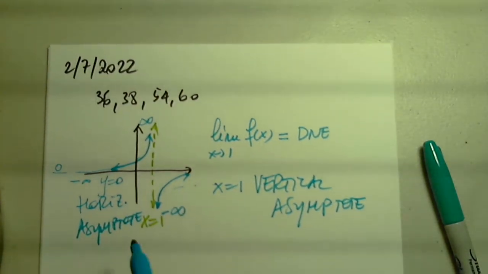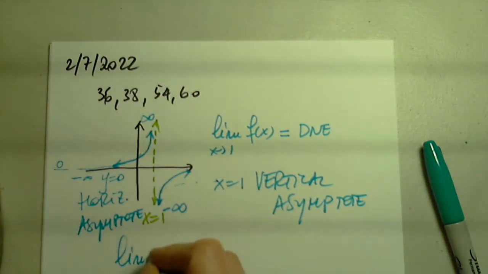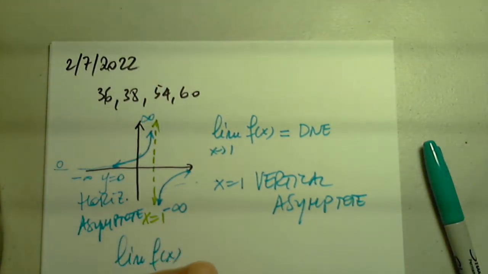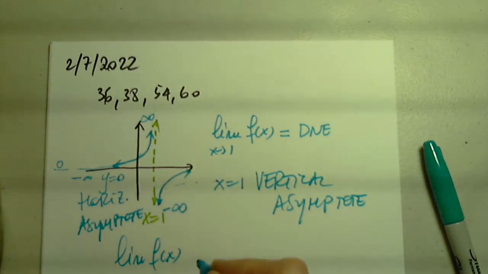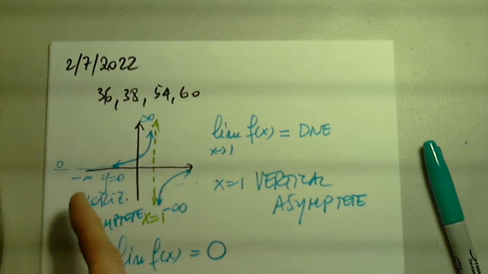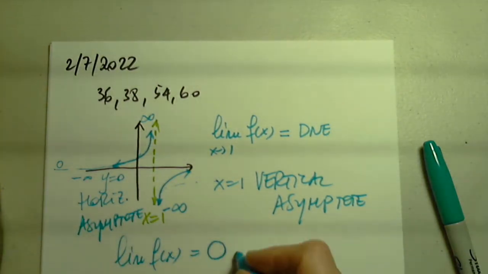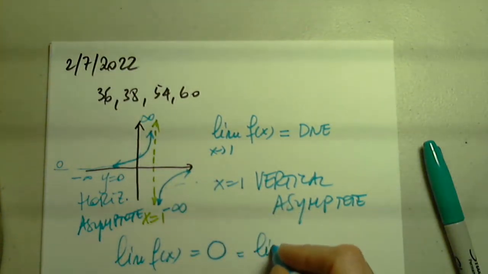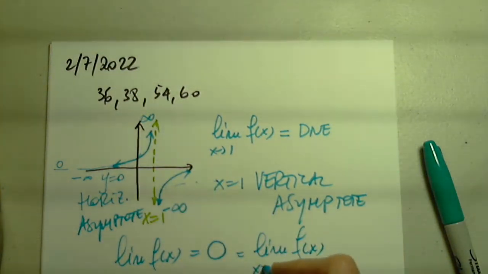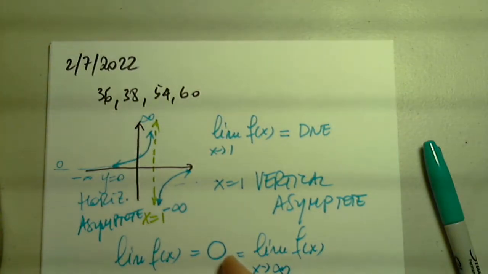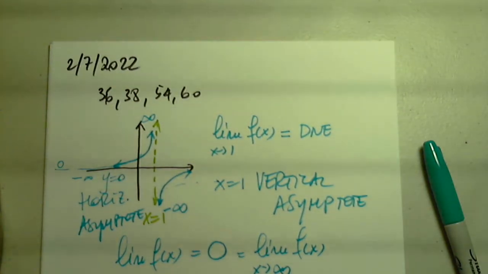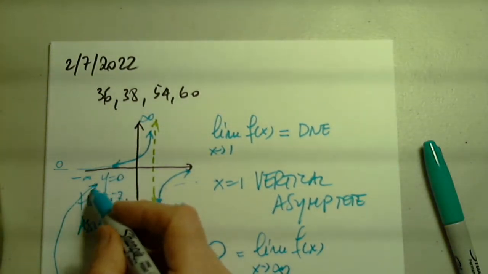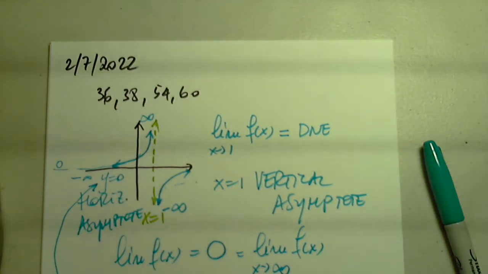How do I determine that? How do I show that? By showing that the limit of f of x as x approaches negative infinity is a number, in this case 0. And the same thing happens on this side, that the limit of f of x as x approaches infinity is also 0. Because of this reason, y equals 0 becomes a horizontal asymptote.